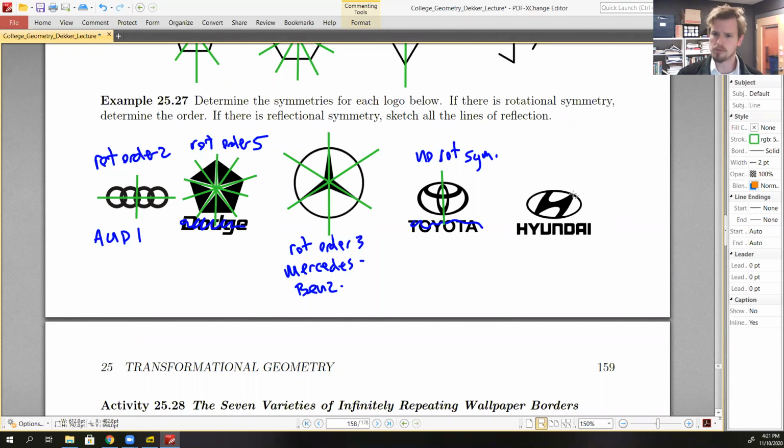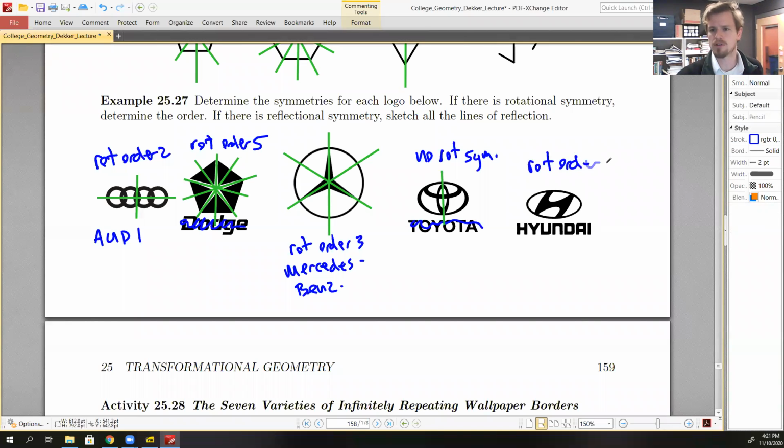All right, so for this emblem, if I were to draw a vertical line, horizontal line, a little bit off, or maybe this way, no, none of them are lines of reflectional symmetry. The only thing that we can do is rotate it. So all I can do is rotate it 180 degrees to end up with the same thing. So it's rotational order 2.